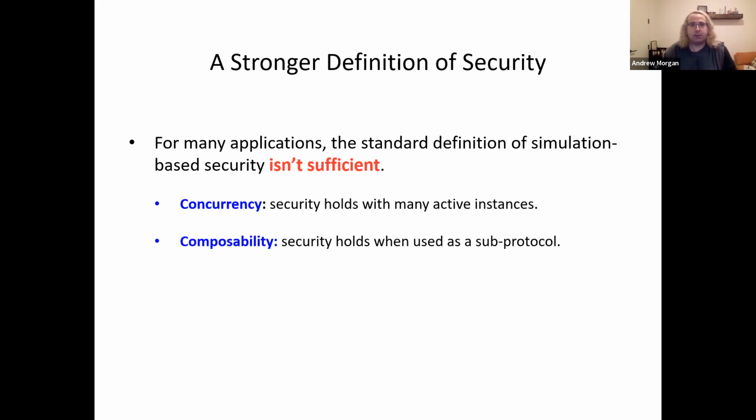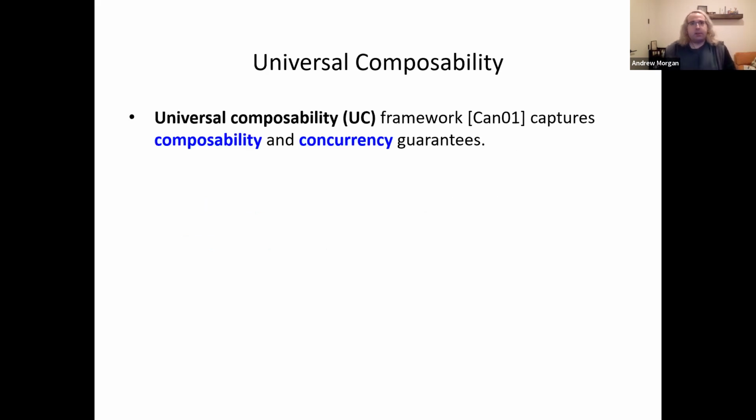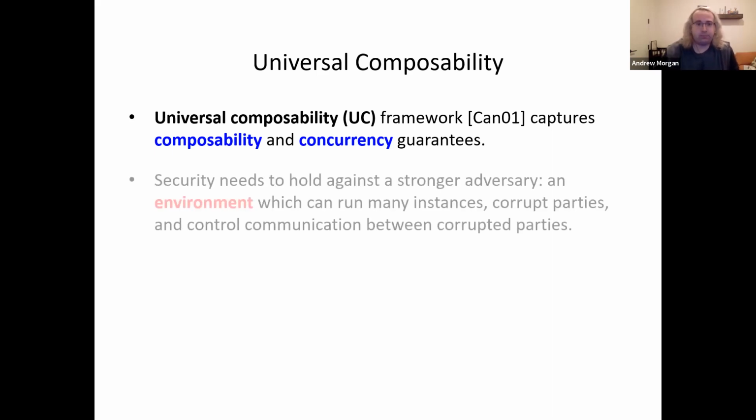Neither of these two properties are implied by the most basic definitions of simulation-based security, which we henceforth refer to as standalone security. Some of the classical definitions of simulation-based security did consider a composability property, but the first framework to guarantee both concurrent and composable security is the well-known Universal Composability Framework, or UC, proposed by Canetti in 2001.